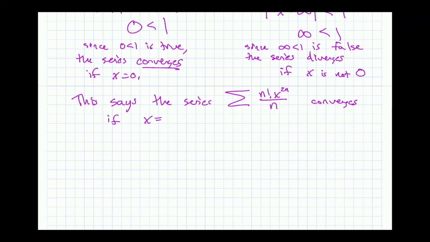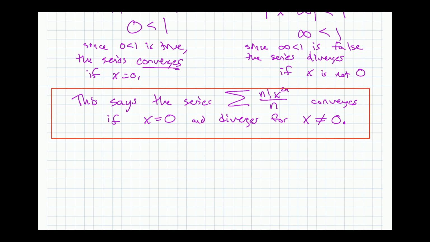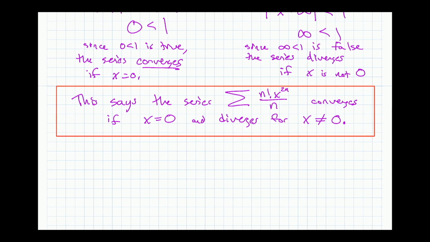if x is equal to 0, which, think about it, right? If you replace the x with the 0 there, it's just the sum of 0. 0 plus 0 plus 0 plus 0. Everything's 0 if x is 0. So the series converges if x equals 0 and diverges for x not equal to 0. Okay? That's the answer to the question. There is no interval of convergence because there's no interval, right? We didn't actually find an interval because there was no interval to find.